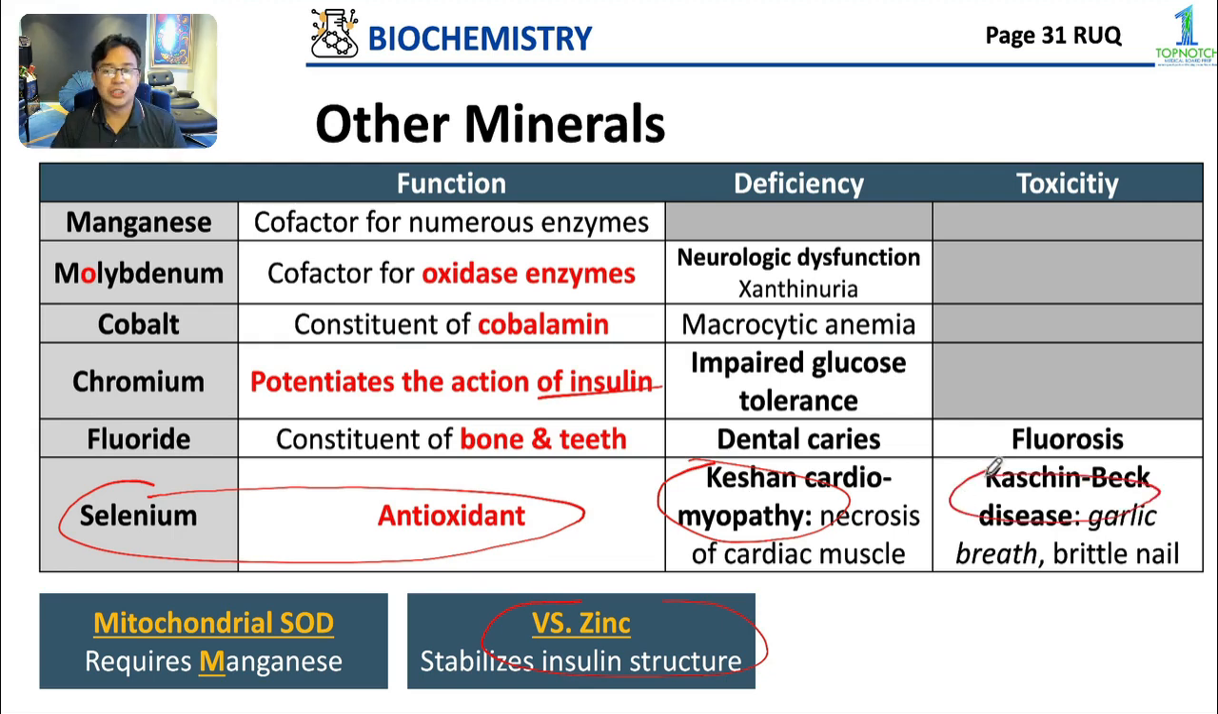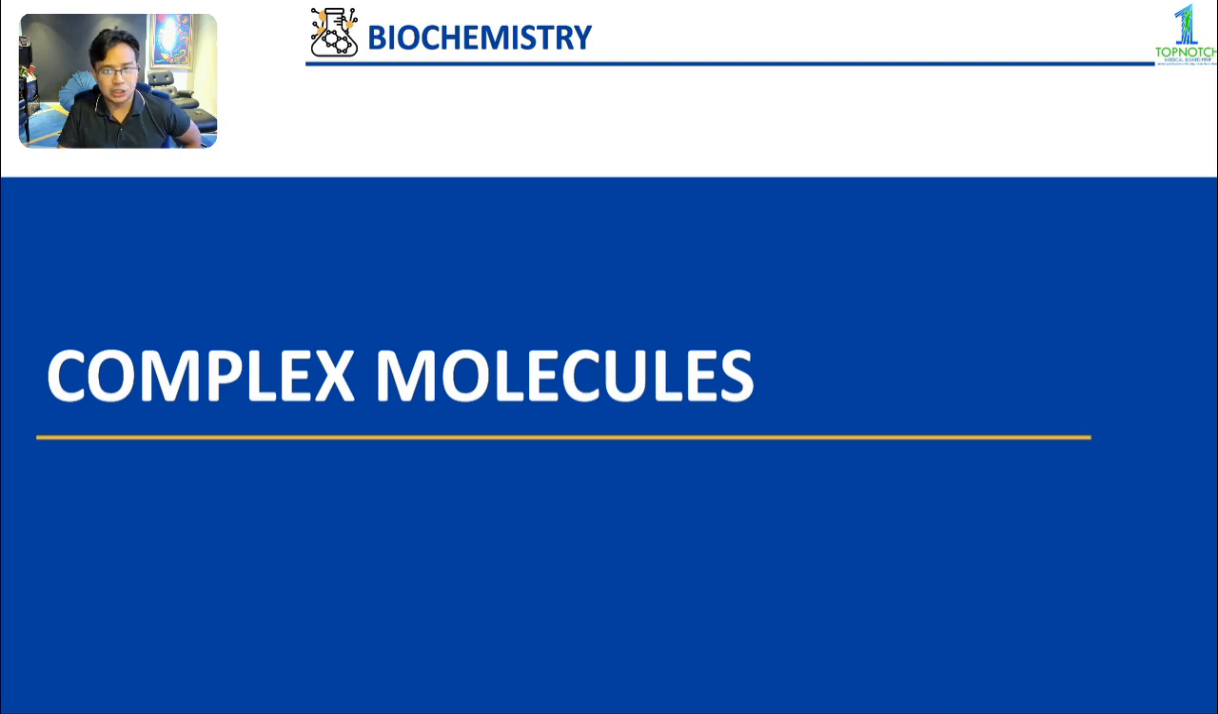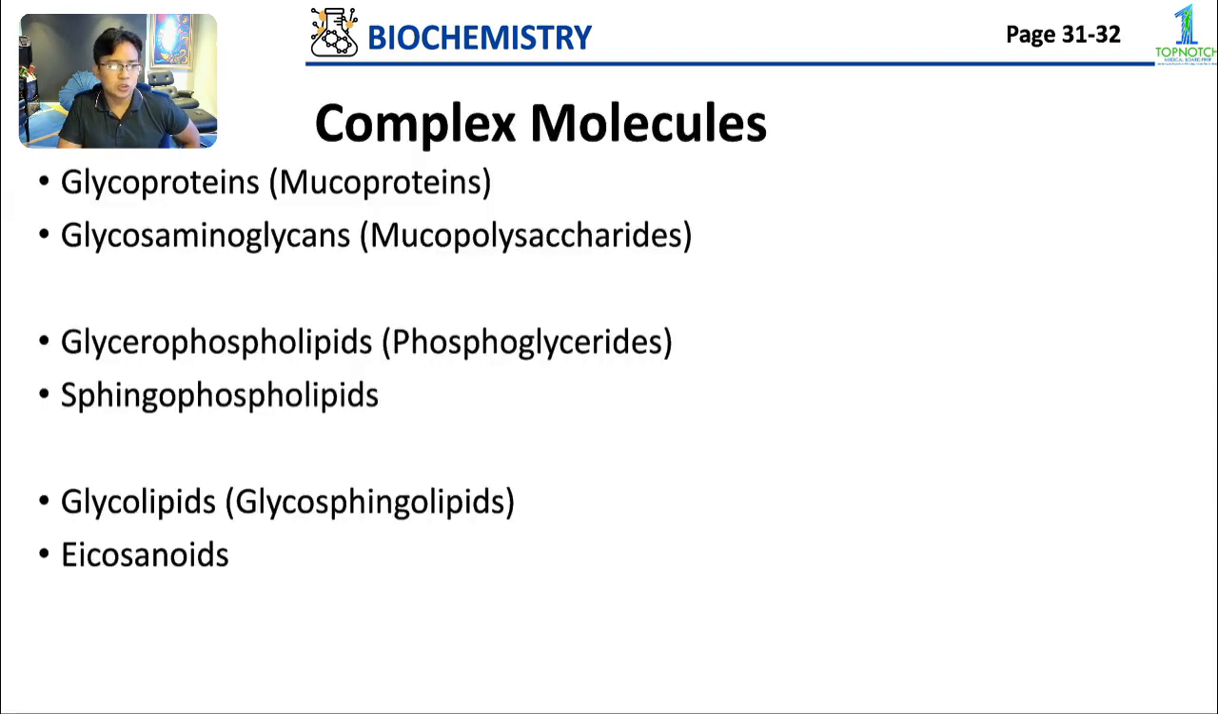And that is all for your vitamins and minerals. Now, we head to your complex molecules. Complex molecules are the following: glycoproteins or mucoproteins, glycosaminoglycans or mucopolysaccharides, glycerophospholipids or phosphoglycerides, sphingophospholipids, glycolipids, and your eicosanoids.